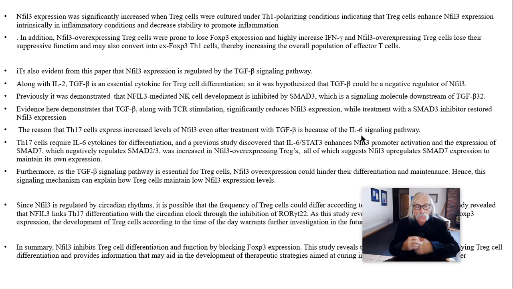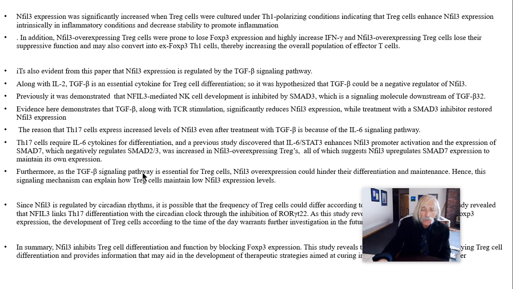That's the interleukin 6 pathway. So Th17 cells actually require interleukin 6 cytokines for differentiation. And a previous study discovered that IL-6 STAT3 enhances infil-3 promoter activation and expression of SMAD7, a different SMAD, which negatively regulates SMAD2/3, which normally is controlling this whole process. They're putting it down. That was increased in infil-3 overexpressing Tregs, making Tregs no longer regulatory or suppressive. That all suggests that infil-3 upregulates SMAD7, and that maintains its own expression via this wonderful circular loop of controlling the SMAD2/3 by pushing that down.